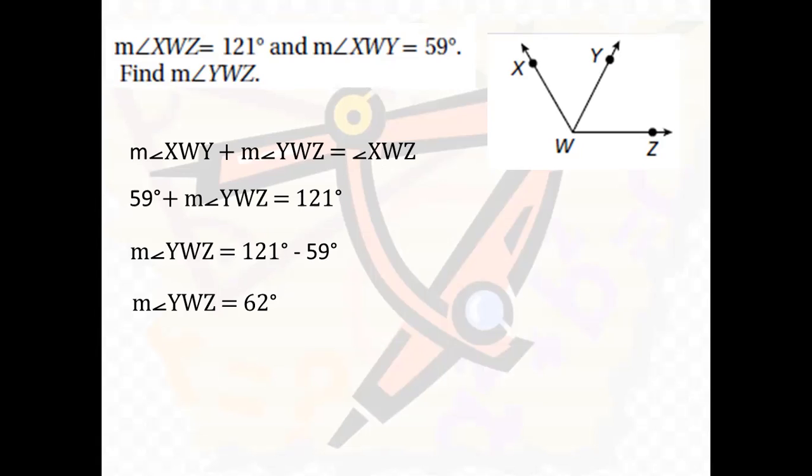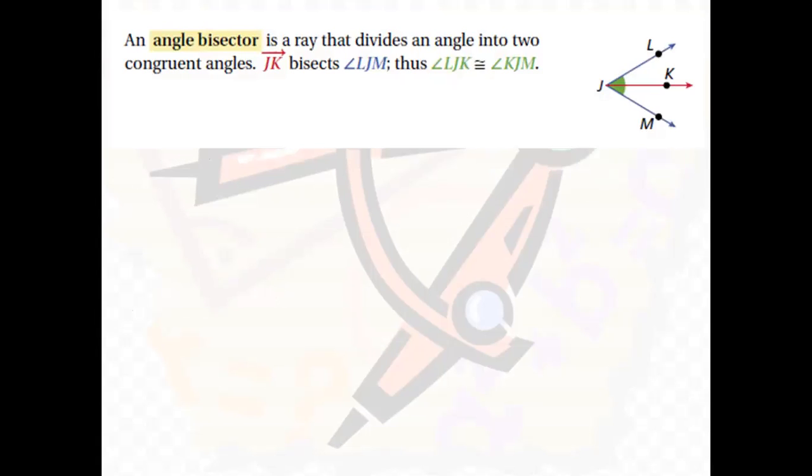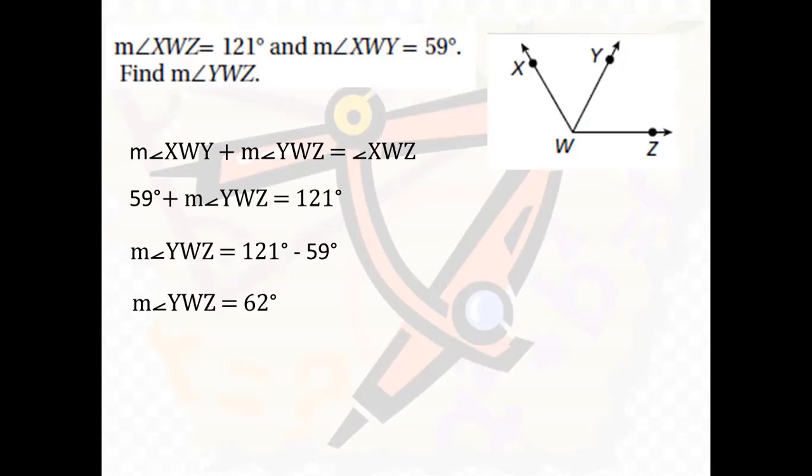If you want to be sure whether your answer is correct or not, you can add the two small angles. That's 59 plus 62. If you add 59 plus 62 and you get 121, your answer is correct. Okay. Now there is another thing called an angle bisector. Okay, now before we go to this, let's look at some questions which we can practice.